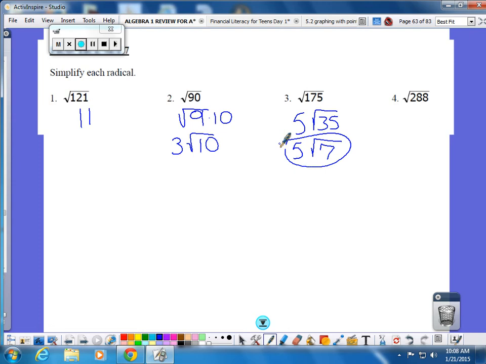Okay, hang on, I'm confused. On my paper. Alright, now, what you're saying here, if that 5 came out, is that 25 times 35 is 175. That's right. Alright, so that's one.